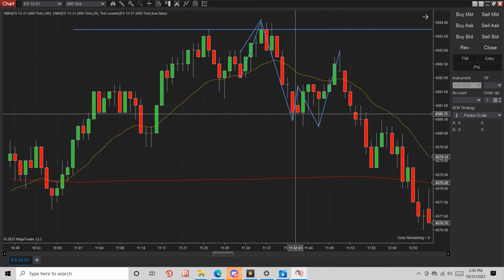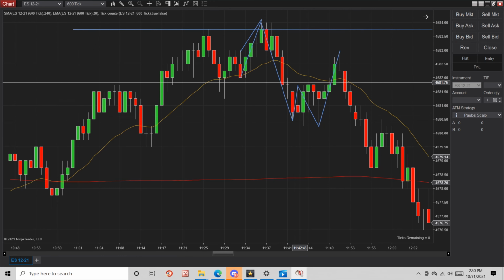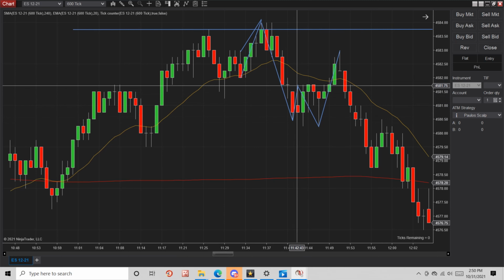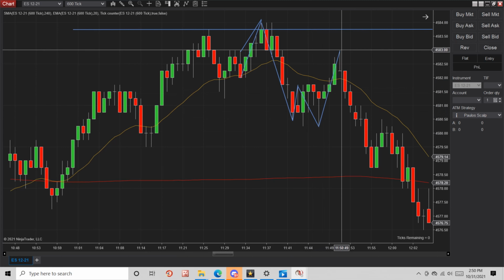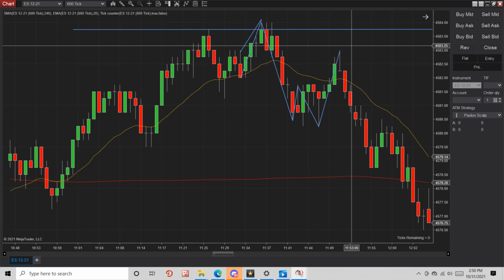And then here's our first leg, down. Here's our second leg, up. Here's our third leg, down. And the trap part is our fourth leg, which would be up. Remember, if we are in an uptrend, our fourth leg would go up. If we are in a downtrend, our fourth leg would be down.